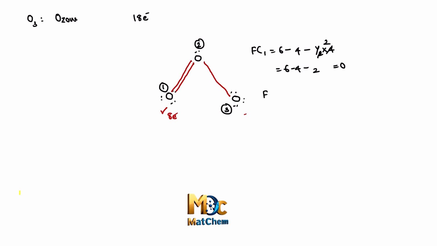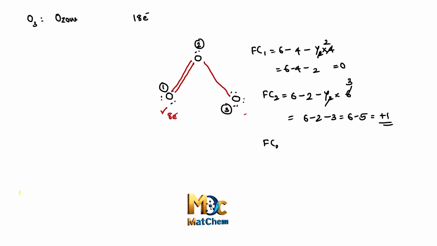If you consider the second oxygen atom, that is Fc2, that is number of valence electrons is 6, minus number of lone pair electrons is 2, minus 1 by 2 into number of bonded pair electrons, that is 6. 6 by 2, that is equal to 3. That is 6 minus 2 minus 3, that is 6 minus 5, that is equal to plus 1. So the formal charge of the second oxygen atom is plus 1.